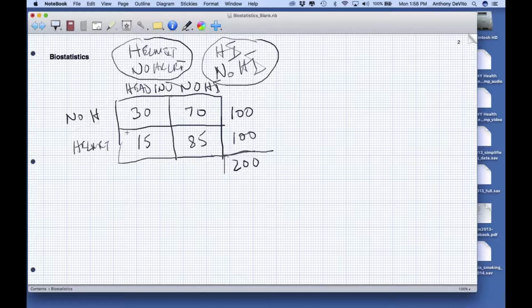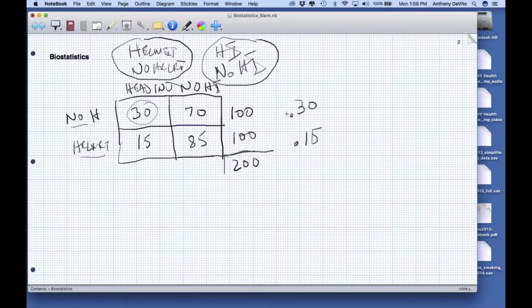Let's predict what's the risk of falling off your bike and having a head injury if you're not wearing a helmet or if you are wearing a helmet. So that seems pretty easy, right? 30 out of 100 that were wearing no helmet had a head injury. That's 30%. What percentage of those wearing a helmet had a head injury? 15 out of 100. That's 15%.